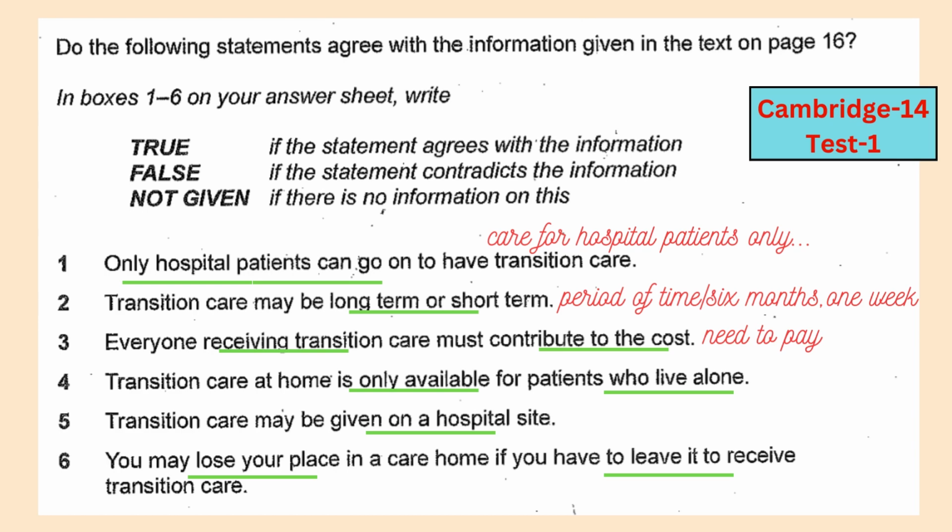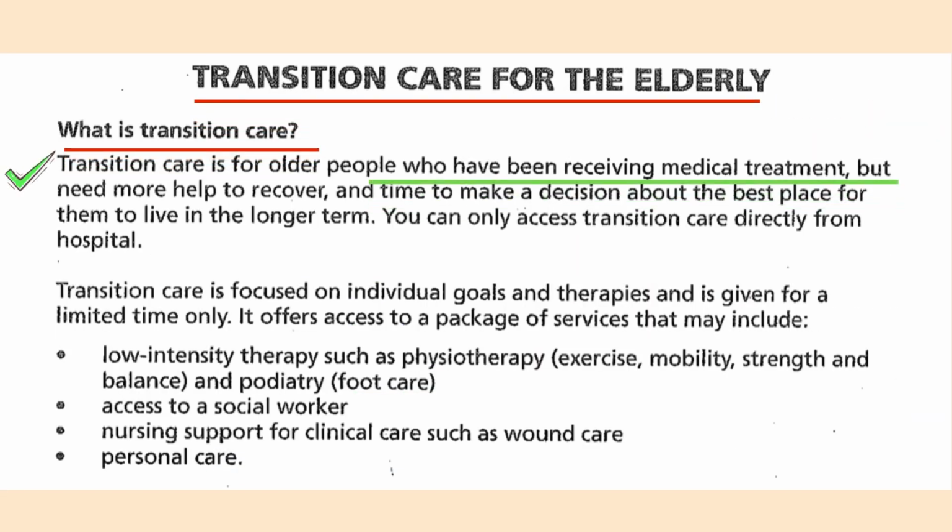Number 6 is you may lose your place in a care home if you have to leave it to receive transition care. So we get the idea, you can lose your place in a care home if you receive the transition care. So we highlighted the keywords and rewrote the statements as we understand. Now we need to locate our answers accordingly. As we highlighted the keyword only hospital patients, we get the idea, the synonym, there should be a medicine, medical treatment.